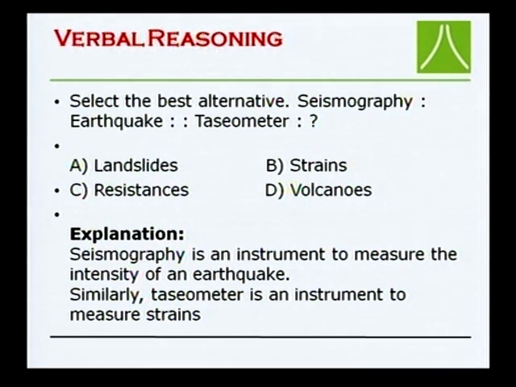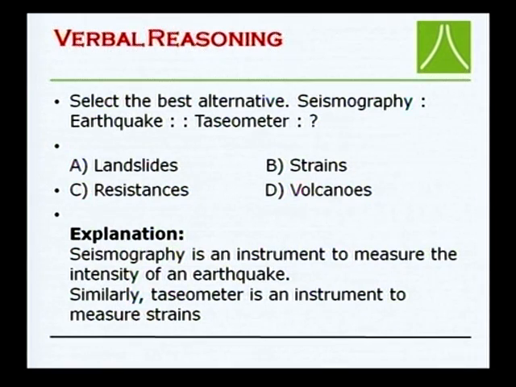Seismography is concerned with the earthquake and tensiometer is concerned with which? The options are landslides, strains, resistance and volcanoes. In this kind of verbal reasoning question, reasoning plays a vital role. There are so many instruments which measure given quantities. If an earthquake comes, its intensity is measured by the seismograph. Recently an earthquake came in Japan, around 7.4 on the Richter scale. Generally we use the Richter scale for seismography. A tensiometer is an instrument which measures strains. So, this is the answer. Option B is correct.